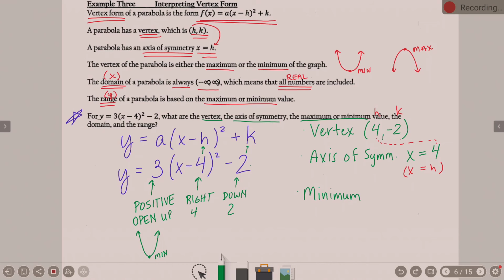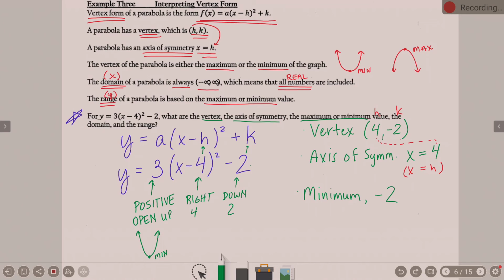Now, before we move on, they want to know the minimum value. So they want to know the max or min value. In this case, it's a minimum. So we want to know how low does that parabola go. Since it's a minimum, how low does it go, Kylie? -2. Because what's our vertex do? Our vertex goes right 4 and down 2. That is the lowest spot in our parabola. So our minimum value is -2.